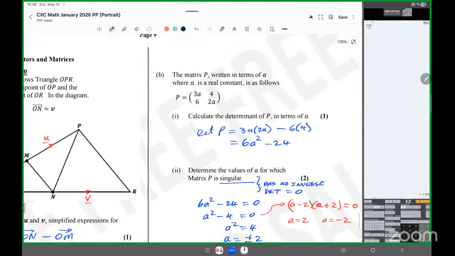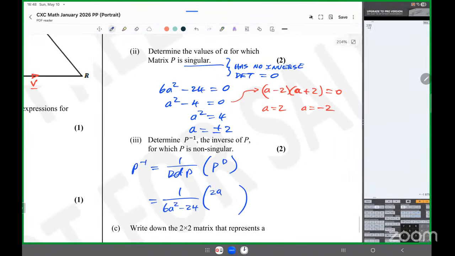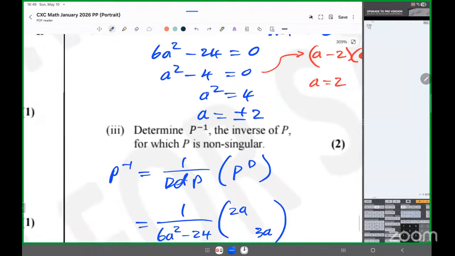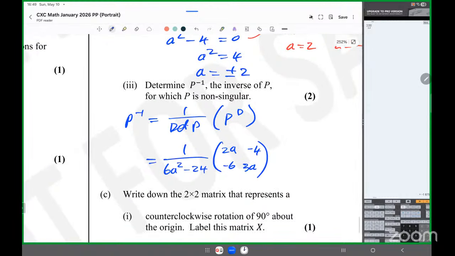To get the adjoint of P, we interchange the 3a and the 2a, switch them around. So I'm going to put 2a up here and 3a down here. The two other values on the second diagonal, we leave them where they are and change the sign. So this 4 stays and becomes negative 4. This 6 stays and becomes negative 6. So we have negative 4, negative 6. I will leave that this time, because really we're not supposed to divide each of these by the determinant. But if you leave that as the answer, it will give you the marks. Leave that as the answer. All right? That's P to the minus 1.